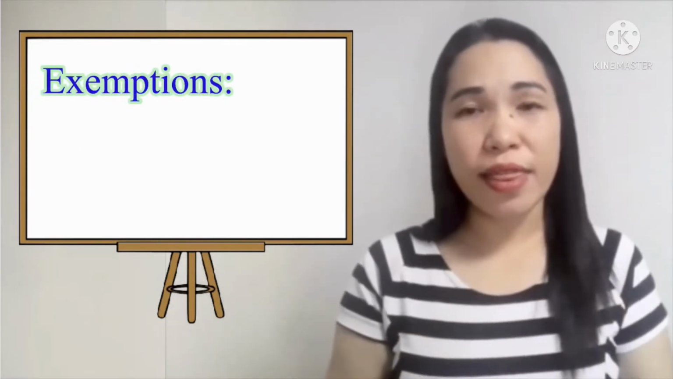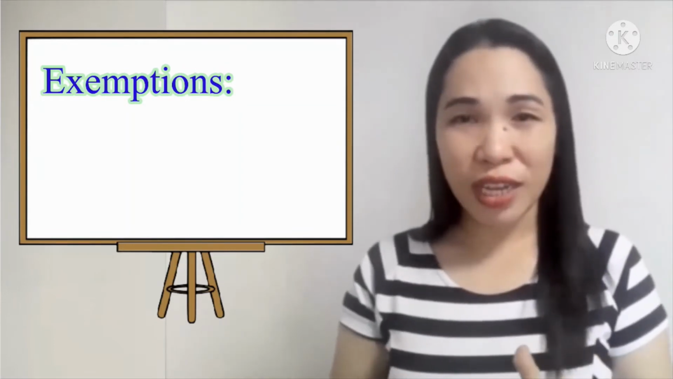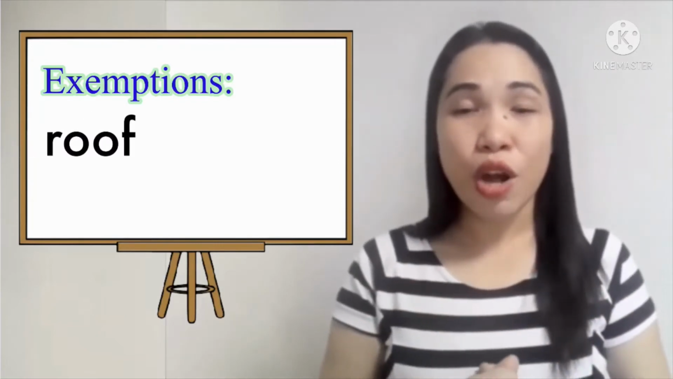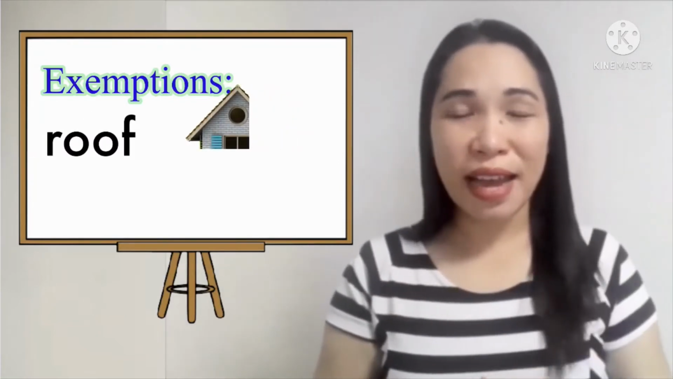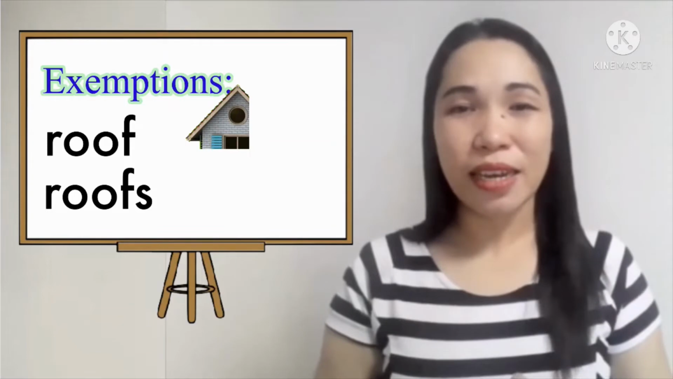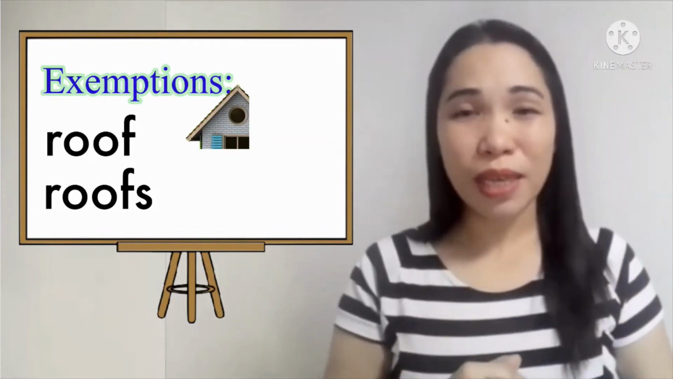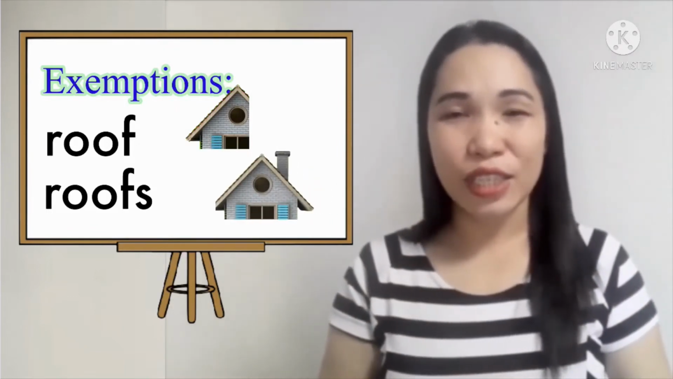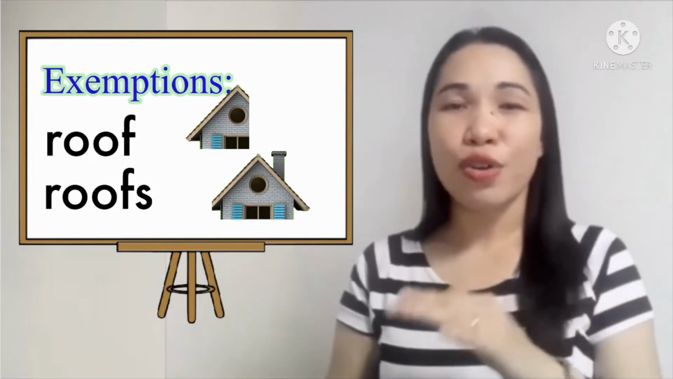But there is an exemption. It's not all words that end with F that you are going to change to VE. Not all, there are exemptions. For example, the word roof, the top of the house. We can't say rooves to make it plural. So roof is exempted from the rule. If we want to make the word roof plural, we'll just copy the word roof and then add S. So it becomes roofs. So roof, roofs. We need to be mindful of those words because not all follow the rule, so we don't make mistakes.